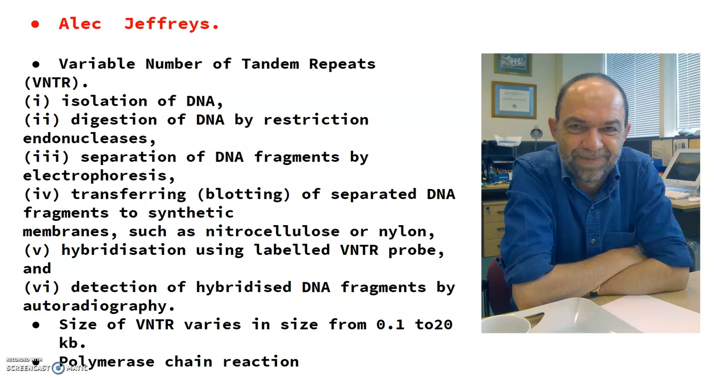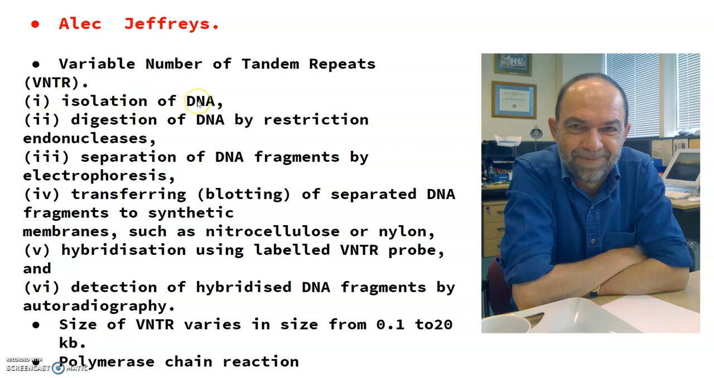The technique of DNA fingerprinting was initially developed by Alec Jeffreys. This is the scientist. He used satellite DNA as a probe that shows a very high degree of polymorphism, and it was called variable number of tandem repeats, VNTRs. So the technique involves Southern blotting and hybridization using radio-labeled VNTRs as a probe.